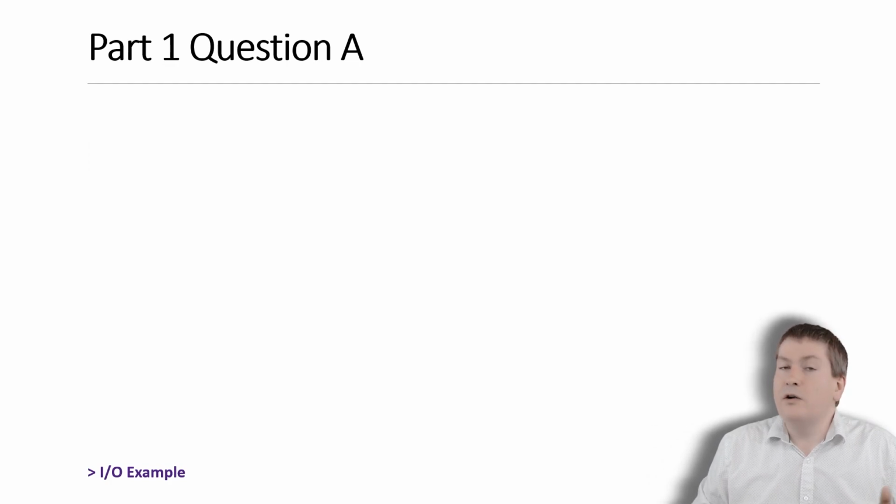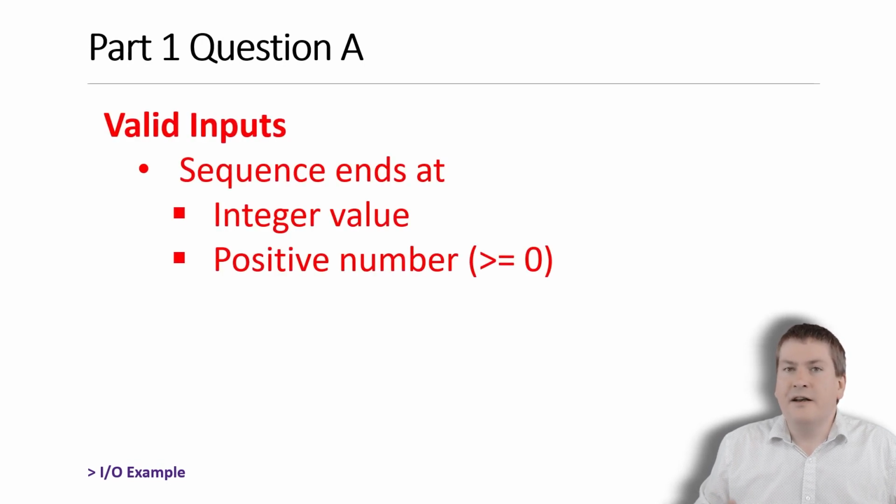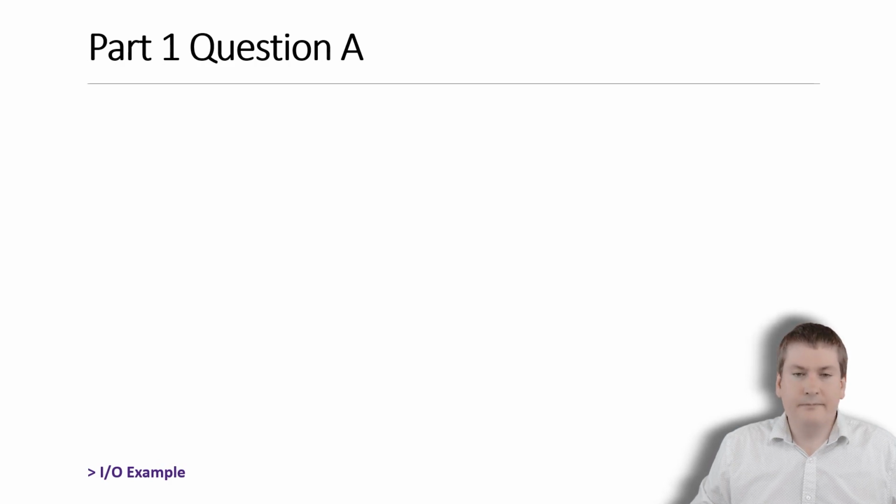So for part 1, question A, this was the Fibonacci sequence. We consider any number that is an integer value, that's a whole number, no decimal places, and positive to be valid input. Remember, you don't have to check for or correct invalid input in this question, but you only have to ensure that your program works for valid input. So let's take a look at the program.